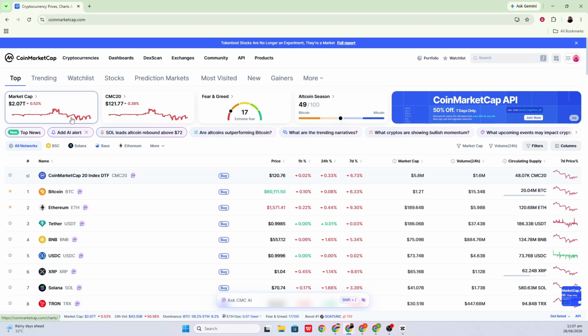Then, review the 24-hour volume metric. This shows the total trading activity across exchanges in the last 24 hours. Compare the volume with current market movements to review the strength of price changes.